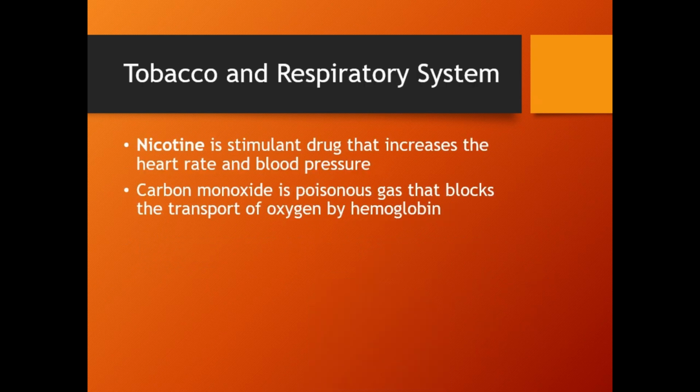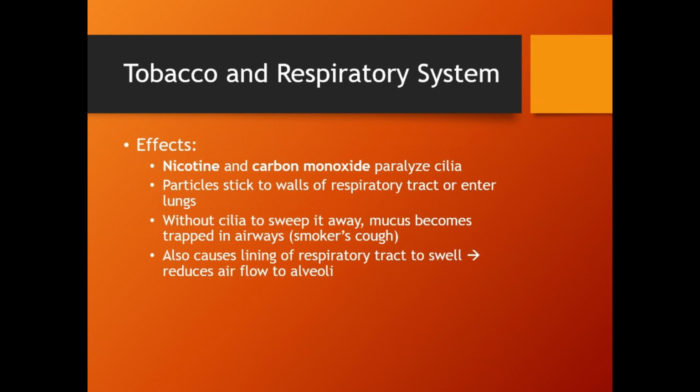Now, tobacco and the respiratory system. What are the effects of tobacco on the respiratory system? Nicotine and carbon monoxide paralyze cilia. Now carbon monoxide has a very good affinity with hemoglobin. Once it gets attached to hemoglobin, it is an irreversible reaction, and the compound which is formed is irreversible.